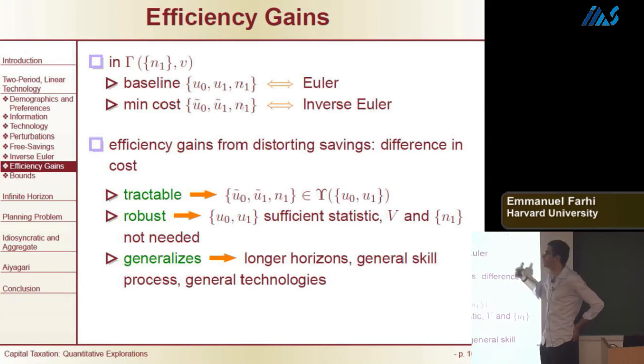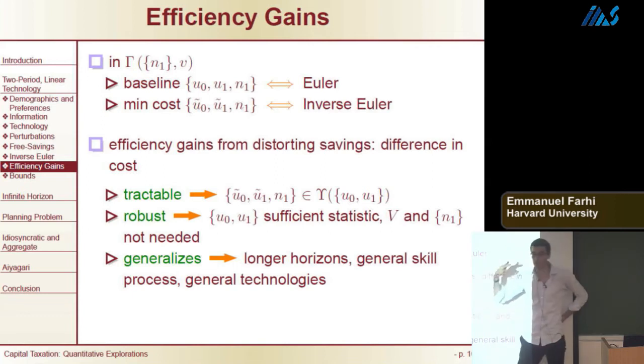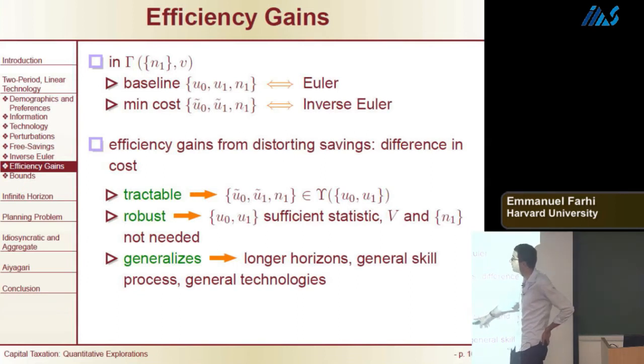Let me revisit a bit my introduction of why our methodology is useful. So what we saw is that this set is simple in the sense that you can obtain the optimal allocation from the baseline allocation using a simple perturbation. Okay? In this two-period example, it doesn't have a great advantage. In the dynamic general equilibrium model that I'm moving towards, that's going to be a great advantage in terms of analytical and numerical tractability.